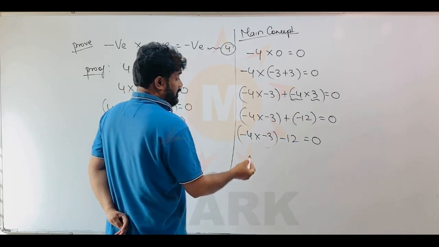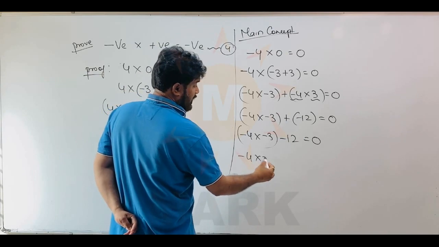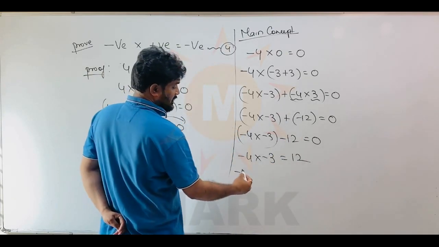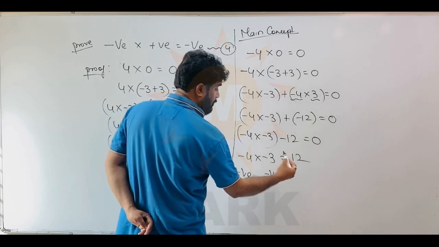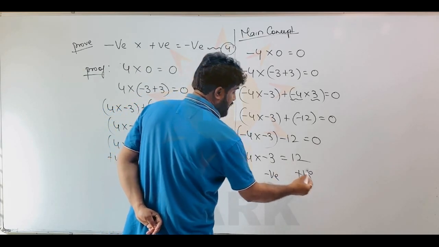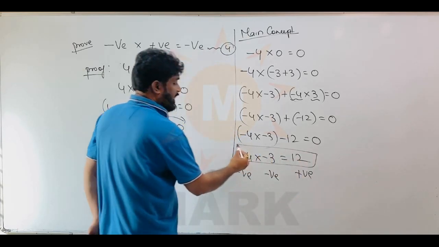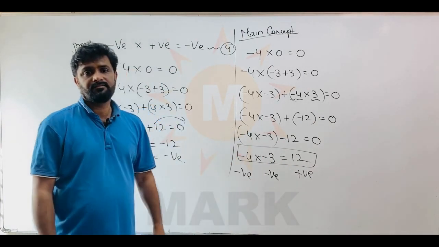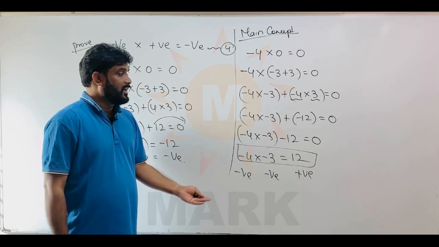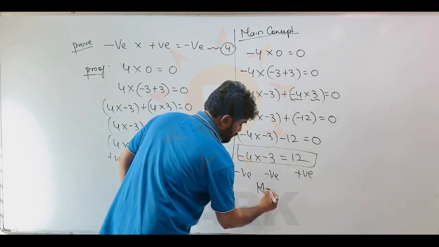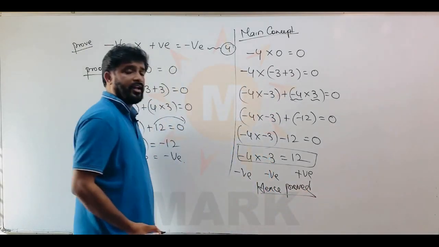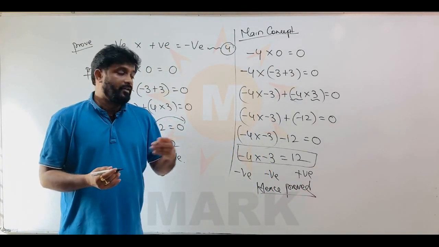Again, now my dear friends, minus 4 into minus 3, this 12 goes that side and makes it plus 12. So this is negative number and this is also negative number, but we got a positive number here. Clearly we can see a negative number into negative number is giving a positive number as an answer, right? So clearly we proved, hence proved. So negative into negative will give a positive number.